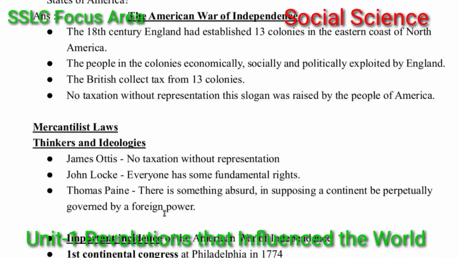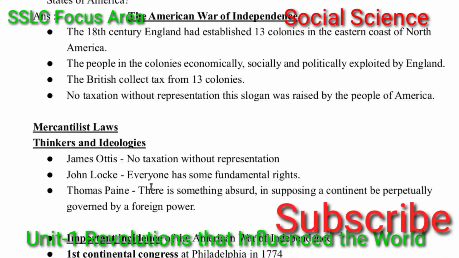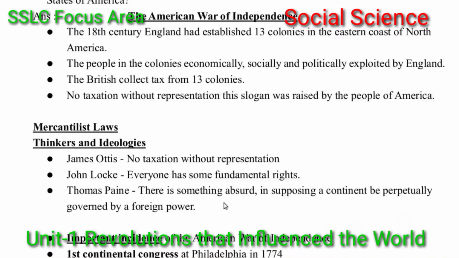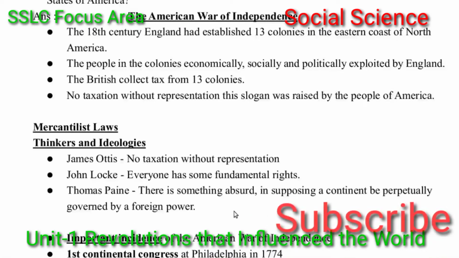Then, mercantilist law. After that, we have to write thinkers and ideologies. James Otis said, no taxation without representation. John Locke said everyone has some fundamental rights. Thomas Paine said, there is something absurd in supposing a continent to be perpetually governed by a foreign power. These are the words of the thinkers.